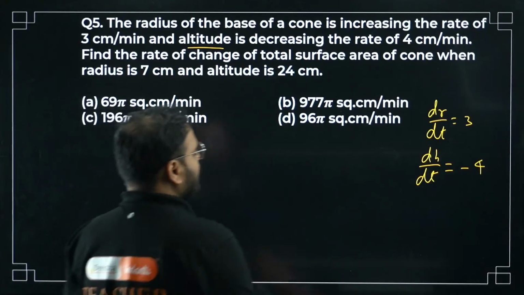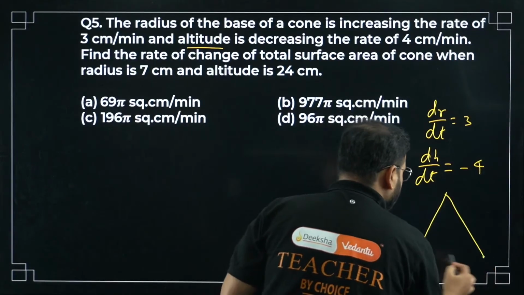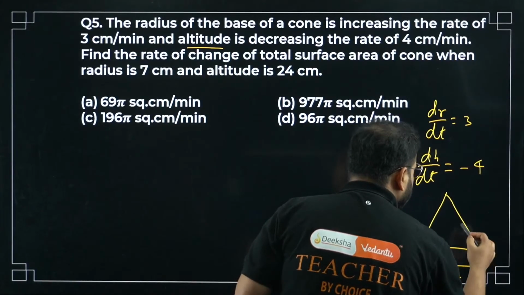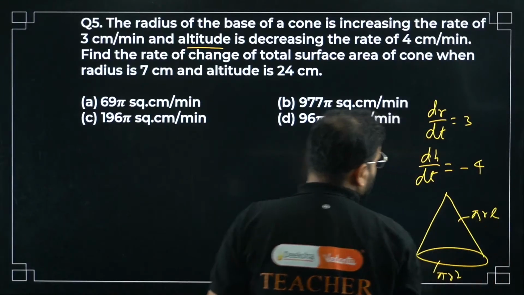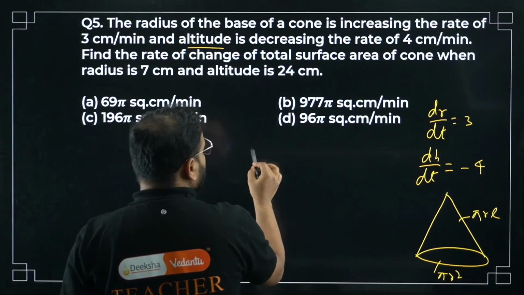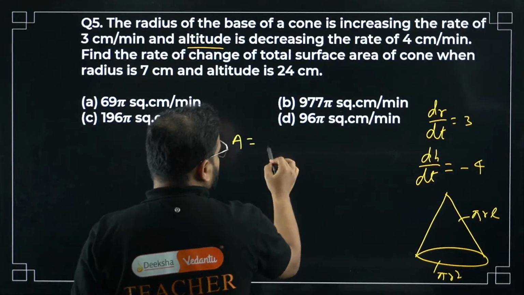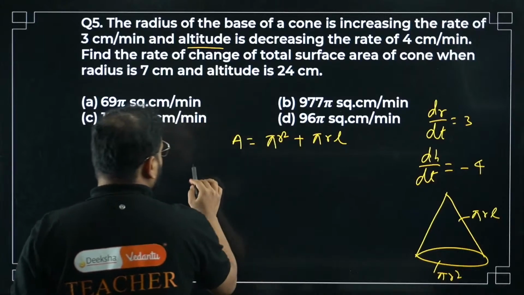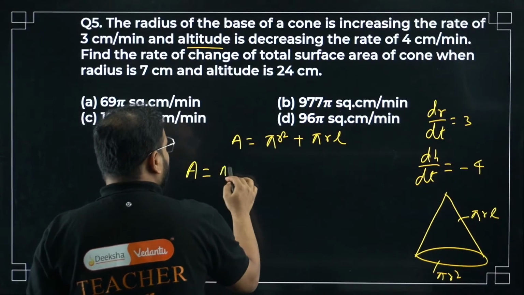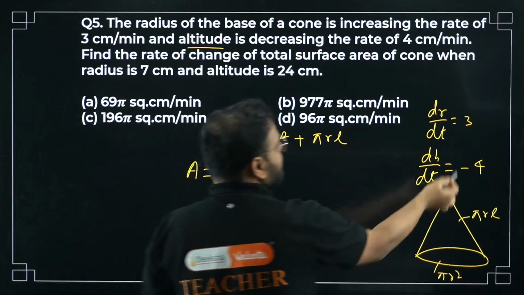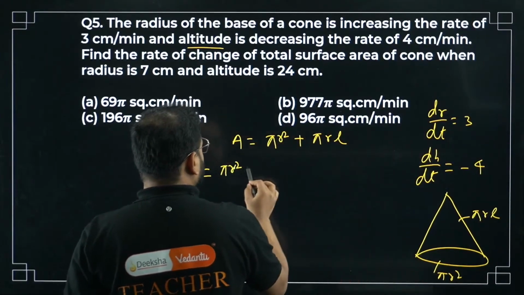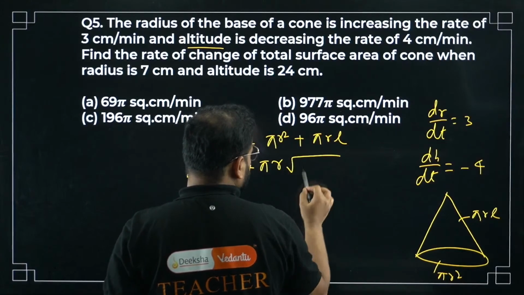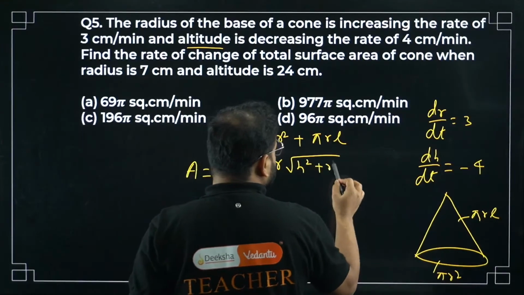Total surface area for a cone, right? Great. We are going back to grade 10. This is pi r square, and this is pi r l. So let's write it like this. Area will be given by pi r square plus pi r l. We don't want l, we want it in terms of h and r only. So area equals pi r square plus pi r root of h square plus r square.